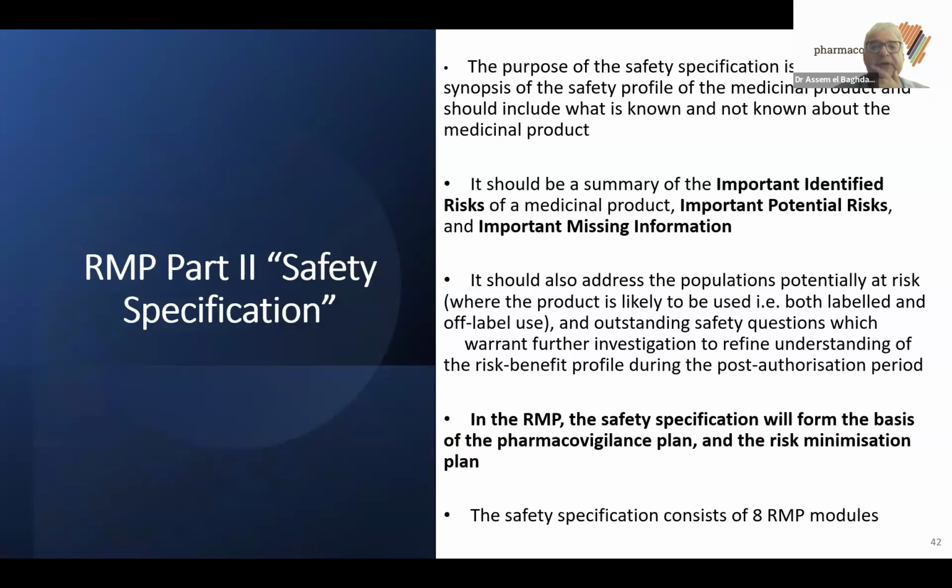So here, the purpose of the spec is to provide the synopsis of the safety profile, a summary of the important identified risks, important potential risks, not just the risks but potential risks, and also the missing information. It should also address the population potentially at risk. It could be that some subpopulation is potentially at risk, not all the population. You need to identify that, and you need to talk about your mitigation in that section.